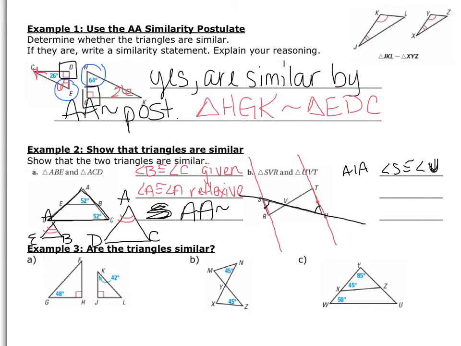What else do you have? Look, these triangles are sharing a vertex. Remember, when triangles share a vertex, you have vertical angles. So angle SVR is congruent to angle UVT because those are vertical. And so then, again, we have enough because we have angle-angle similarity, because I've shown two angles are congruent.